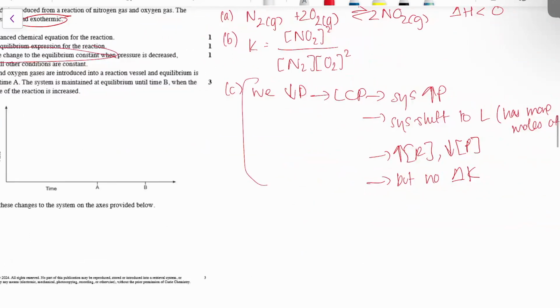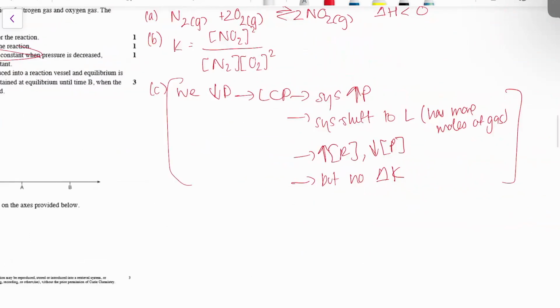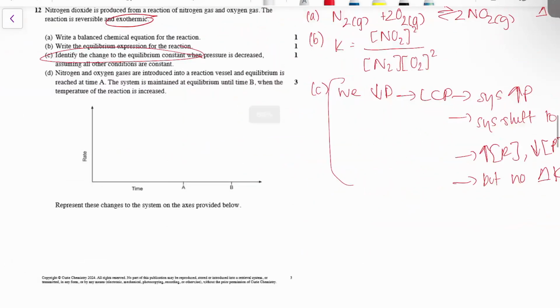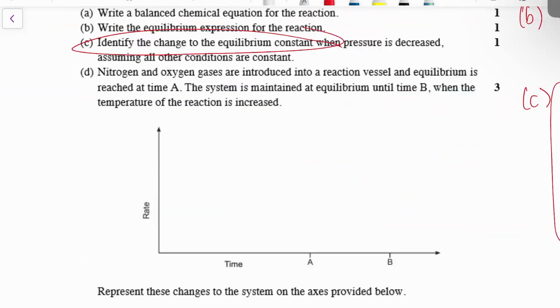So we went through this to talk about LCP and position of equilibrium, but position of equilibrium is not the same as equilibrium constant. So the identified change is that there is no change. That's why it's 1 mark. The only factor that changes the constant itself is temperature.